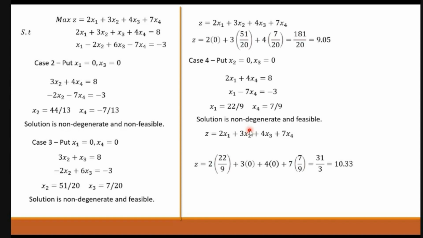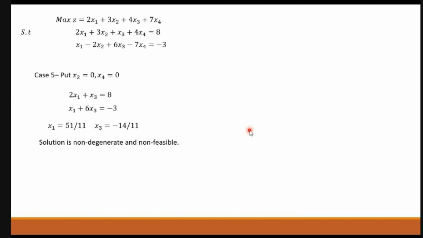Next case is 5. x2, x3 is done, now x2, x4. We can just complete this part. I'll just show you the answers now. 51 by 11 and minus 14 by 11. This is a non-feasible solution, so we need not find the value of z. Then case 6.